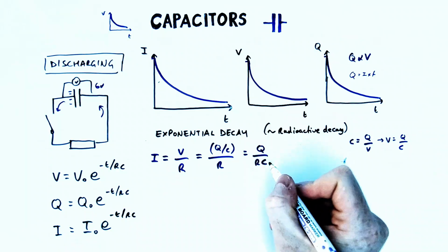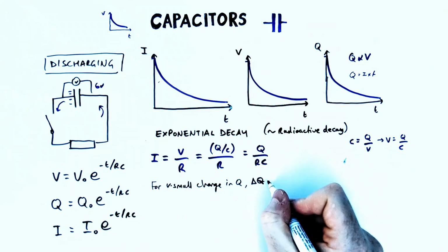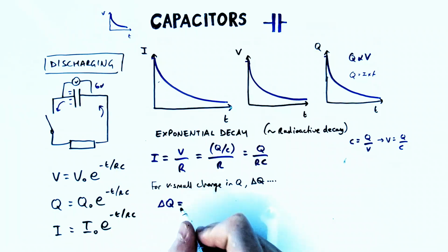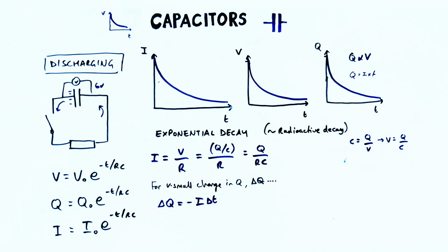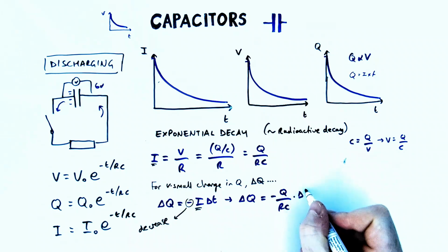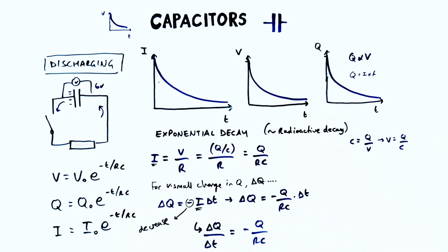Now, for a very small change in charge, so an infinitesimally small change in an infinitesimally small amount of time, we can have delta Q is equal to I times delta T, and it's going to be negative because it's a decrease in charge. So if I substitute in my expression for I from above, I now have delta Q equals minus Q over RC times a change in time. Now I can rearrange this equation a little bit to find the rate of change of charge, so delta Q over delta T, and that equals minus Q over RC.